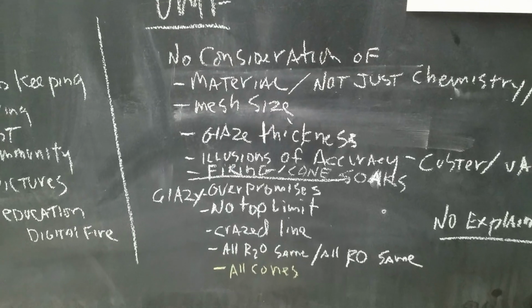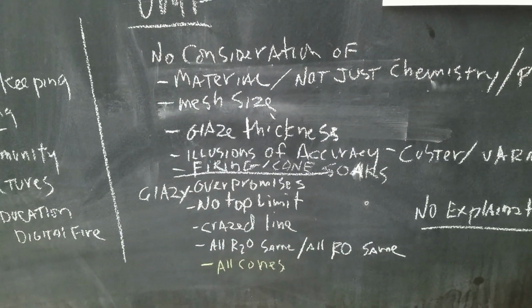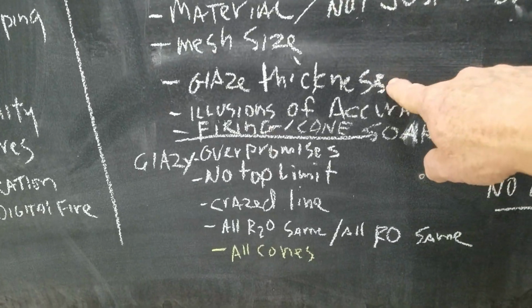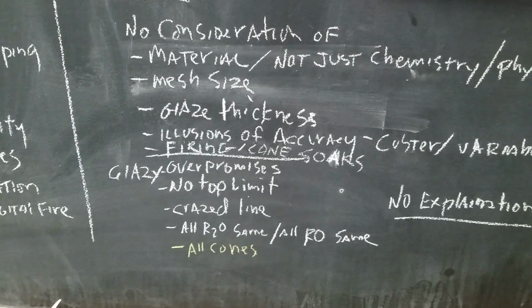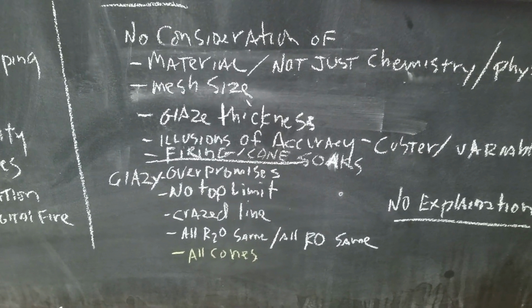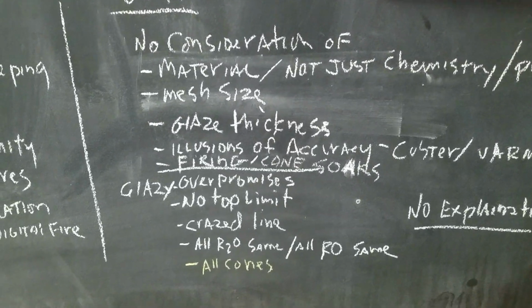All right? Now, these are not monumental things I don't like. They're just things to think about. Another thing they don't talk about is glaze thickness. If you put a glaze on really thin, it may not craze. If you put it on thick, it may craze. So all that matters in pottery.